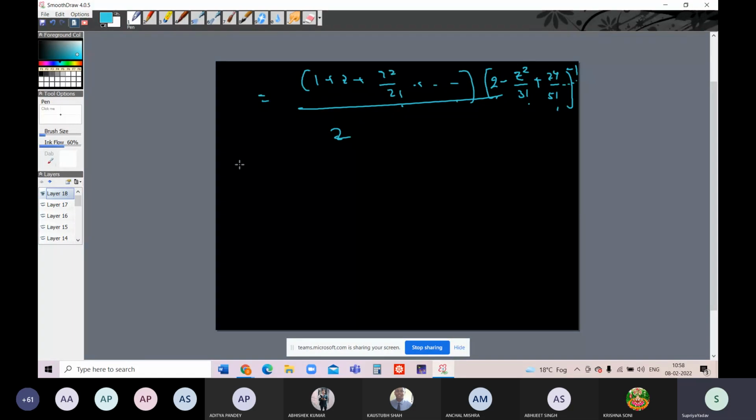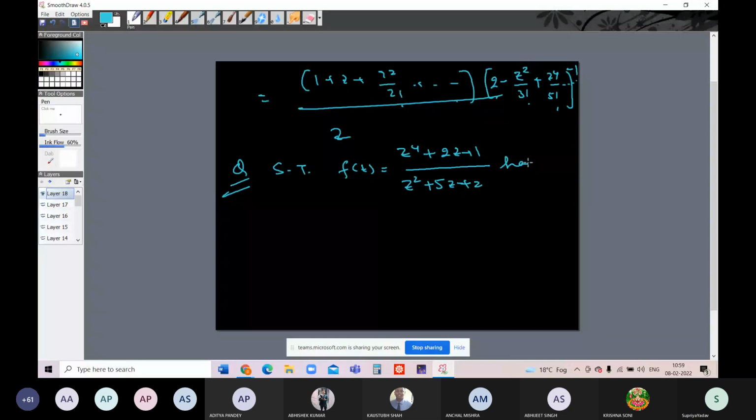Suppose that, one more question. Suppose that we have to discuss the singularity of the function at infinity. So what should we do? We have a question where we have to show that the given function, which is z to power 4, 2z plus 1 divided by z square plus 5z plus 2, has a pole of order 2 at z is equal to infinity.